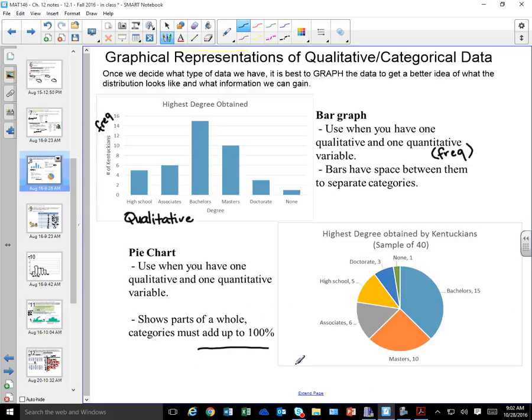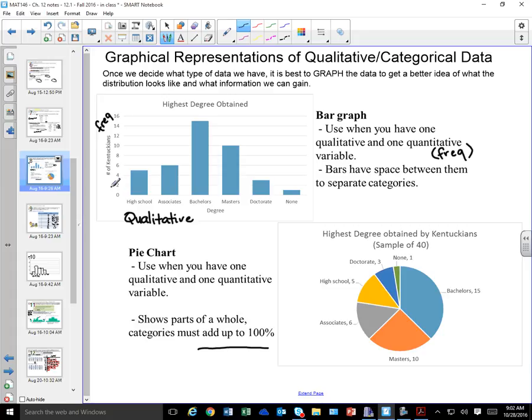Okay, so some other ways we can graphically represent our qualitative data. The first one is a bar graph. We're probably all pretty familiar with seeing bar graphs, right? A bar graph on the x-axis is going to have your qualitative data. So that's going to be what you actually collected, what you were going out and asking people about. So in this case, it was what degree had they obtained. Okay, so we have high schools, associates, bachelors, etc.